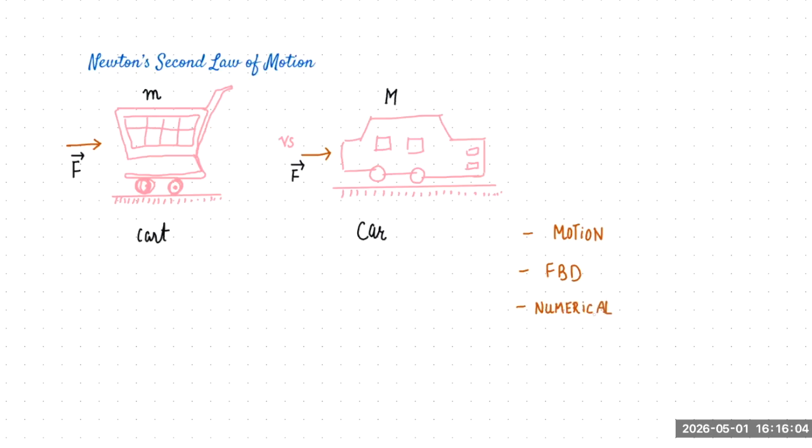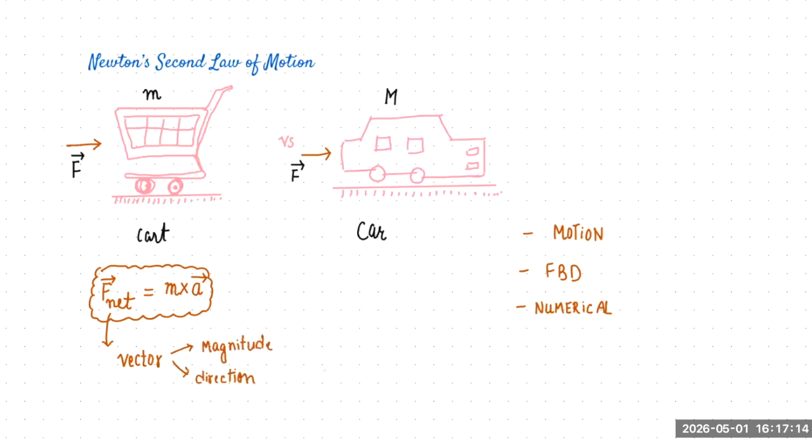Let's get started. Newton's second law states the net force acting on an object is equal to the product of its mass and acceleration, where the net force is basically mass into acceleration, m into a. Let's break this down. F net means the total net force acting on an object, including direction, because force is a vector quantity. And vector quantity means it has magnitude as well as direction.